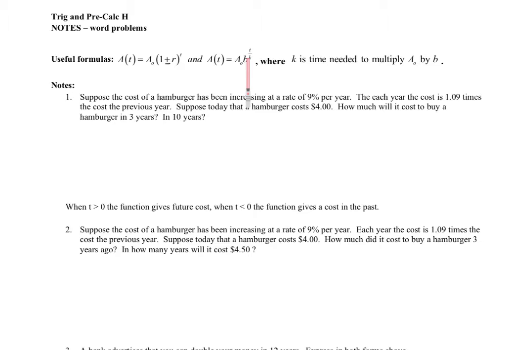So if I say something like I'm doubling the amount in 5 days, my base would be 2 because it's double, and my k would be 5 because it's 5 days. Or I could quadruple in 2 years, and then in that case, my base would be 4 and the k would be 2.